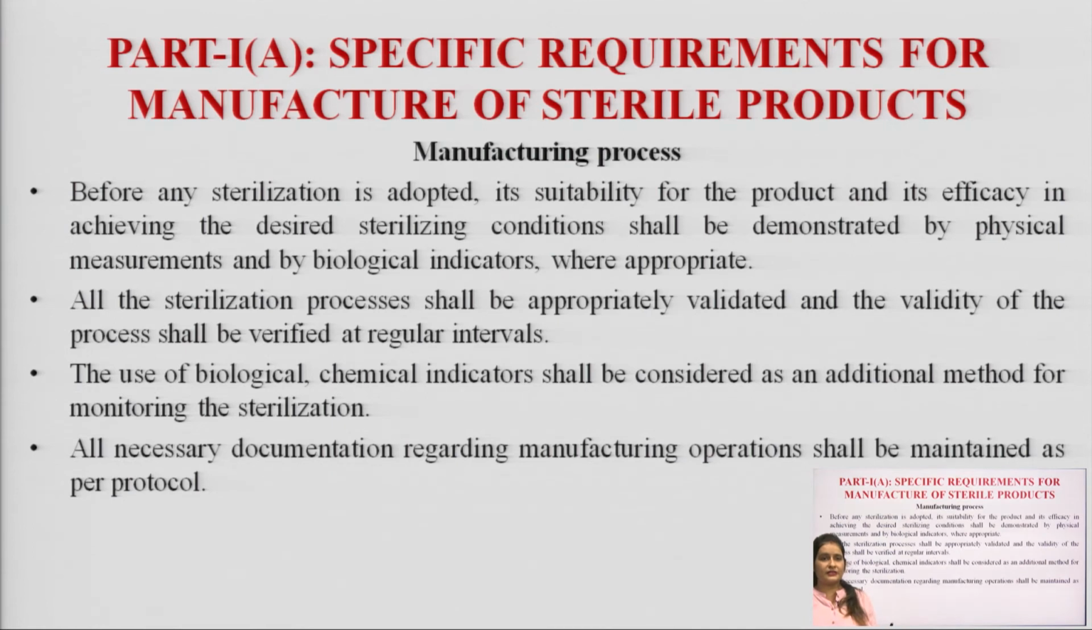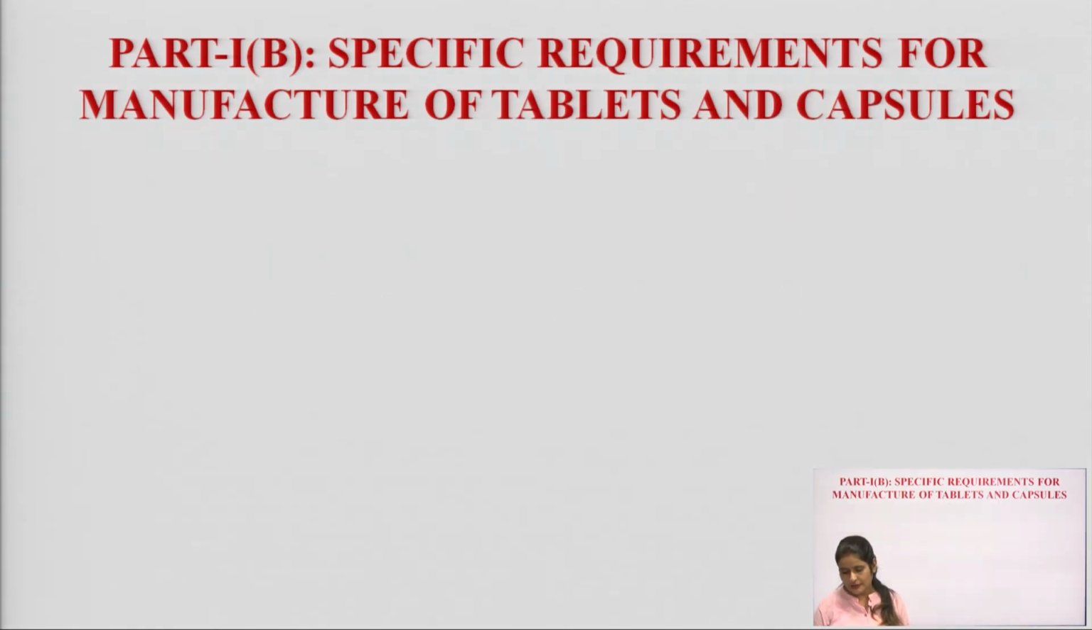All the processes of sterilization shall be appropriately validated, and all the equipment and all the formulations shall be validated, and the validity of the process shall be verified periodically, or you can say at regular intervals of time. The use of biological and chemical indicators shall be considered as an additional method for monitoring the sterilization process, and all necessary documentation regarding manufacturing operations shall be maintained as per protocol. As we all know, for quality assurance documentation is utmost important.